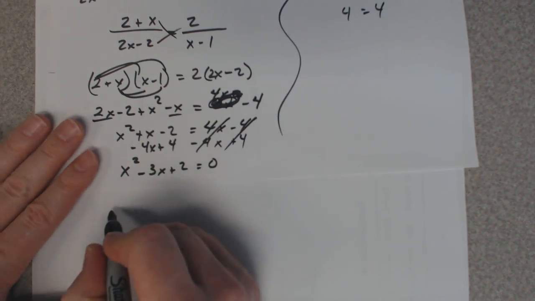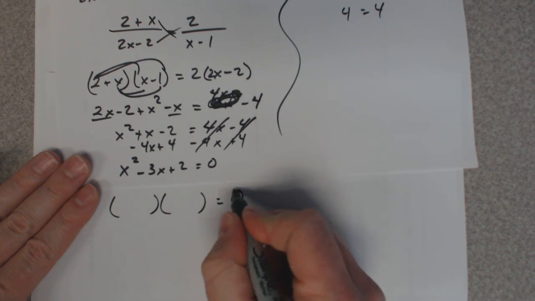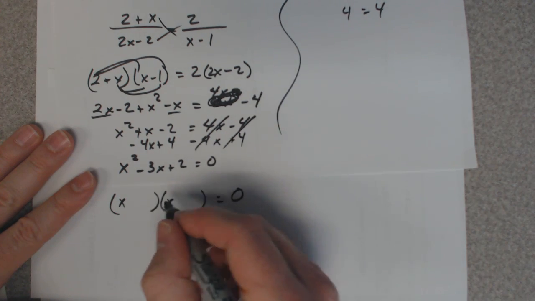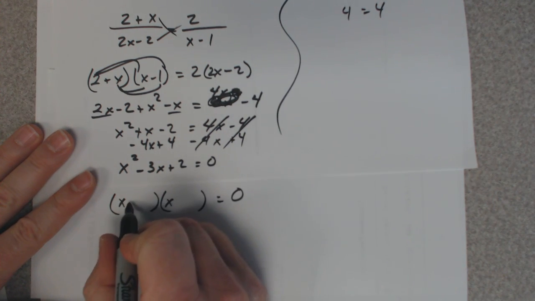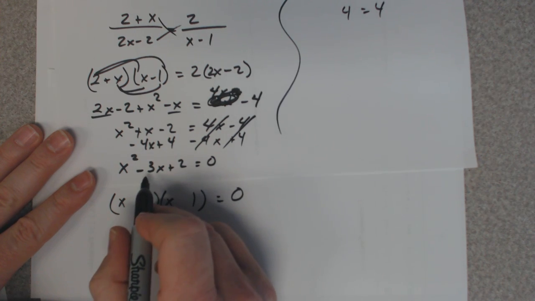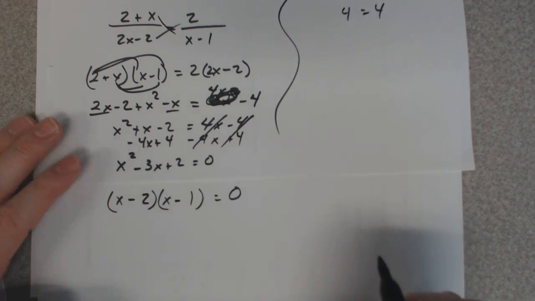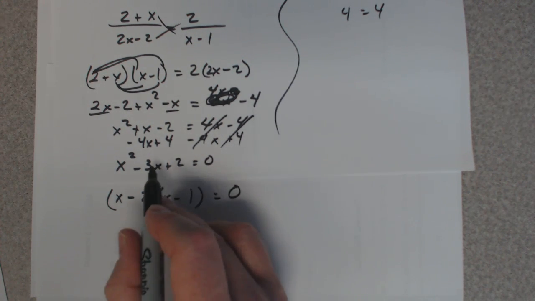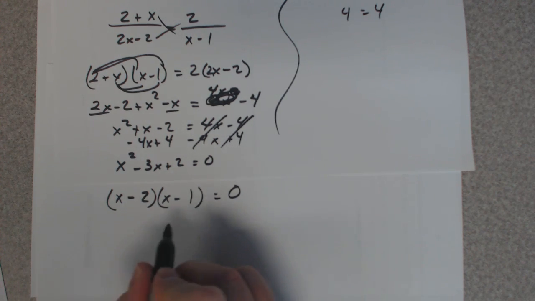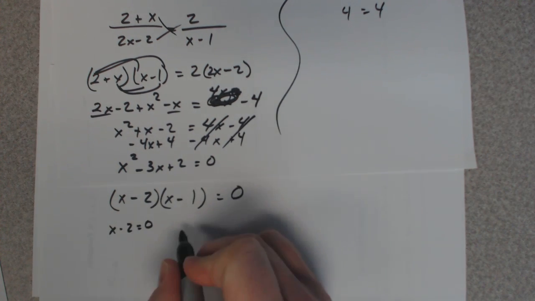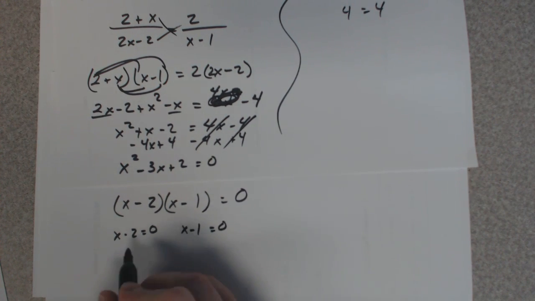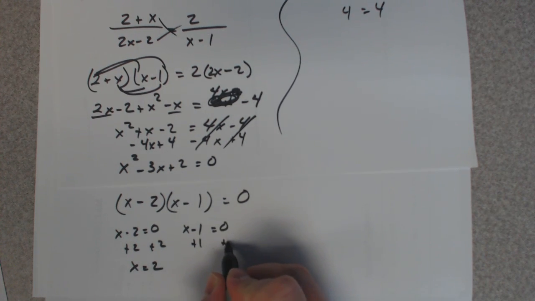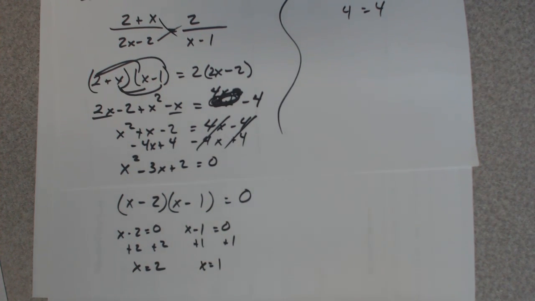Now you want to try to factor this. Two values that would multiply to give you 2, but would add to give you negative 3. So two numbers that multiply to give me 2 would be a 2 and a 1, but they have to be negative, both of them. Negative 2 times negative 1 is 2. Negative 2 plus negative 1 is negative 3. Now you solve both of these. You say x minus 2 equals 0, x minus 1 equals 0. Add the 2, x equals 2. Add the 1, x equals 1.